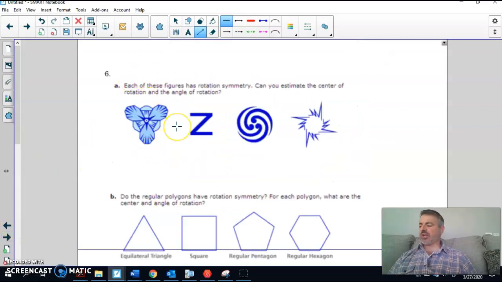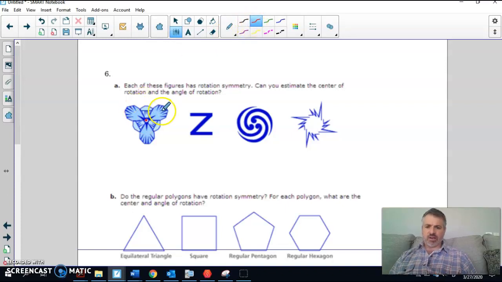This number 6 talks about rotational symmetry. Again, for rotational symmetry, I have to have a center of rotation. So over on this one, my center of rotation is going to be right there. Then I see I have 1, 2, 3 equal parts. So if I rotate this, this part over here, if I go clockwise, would end up right on there. And since it has 3 equal parts, I can figure out the rotational symmetry by taking 360 and dividing by the number of equal parts, which in this case is 3. So I would say this has 120 degrees of rotational symmetry.